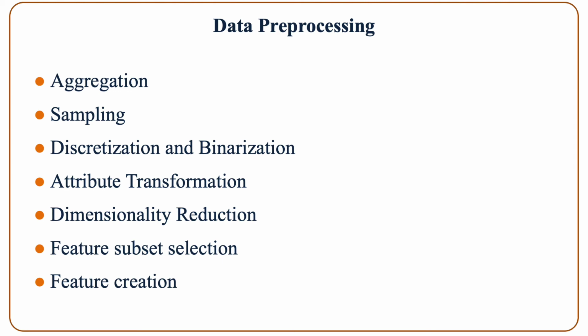Next, we talk about data pre-processing. How do we pre-process data before the modeling? We will talk about data aggregation, sampling, discretization, and binarization. Attribute transformation, that transforms attributes. Dimensionality reduction, that is to reduce the number of attributes. Feature subset selection, meaning select a subset of the features, not all the features, and also feature creation.